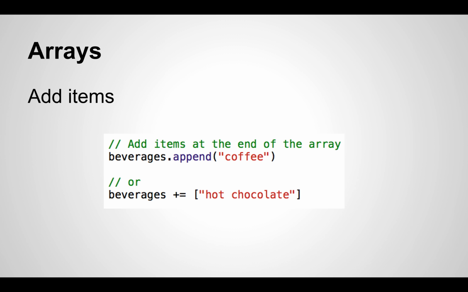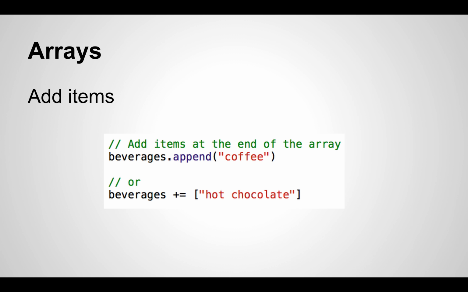All right. Next, you probably want to add more items later on. You can do beverages dot append, and you put coffee, or apple juice, or pomegranate juice. Another way to do it would be beverages plus equal, and then hot chocolate inside of brackets. This is another way of doing it. Both ways work the exact same way.